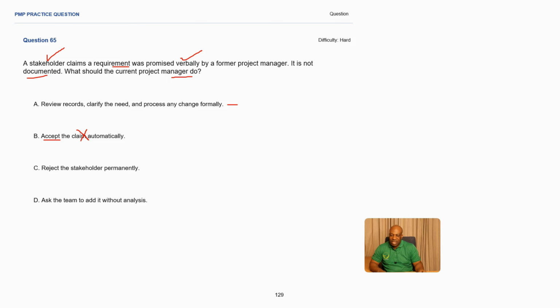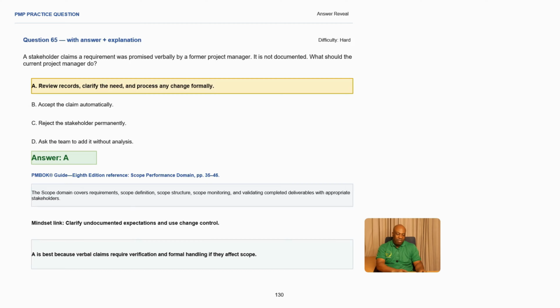You don't reject stakeholders in a project environment. So I don't know why someone would choose an answer like this one. It's incorrect. Then D, ask the team to edit without analysis. You don't just jump into action. You need to analyze and understand, making A the best answer in this scenario.